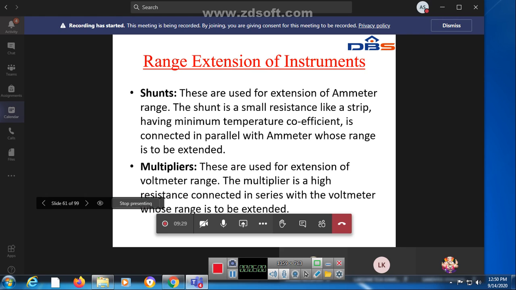Multipliers are used for the extension of voltmeter range. Shunt is used for the extension of ammeter range and multipliers are used for the extension of voltmeter range. The multiplier is a high resistance connected in series with the voltmeter. Here shunt is a small resistance connected in parallel with the ammeter, but the multiplier is a high resistance connected in series with the voltmeter. Those are the shunt and multiplier. Shunt is used to extend the range of the ammeter and multiplier is used to extend the range of the voltmeter.